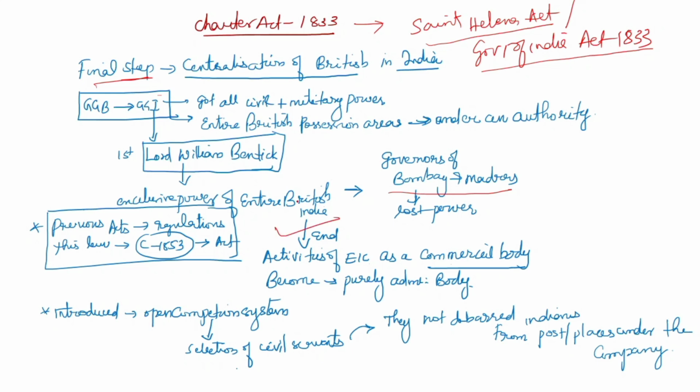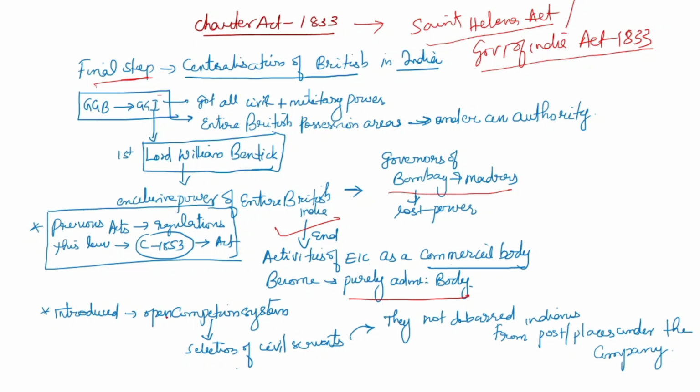The most important feature of Charter Act 1833 is that the act ended the activities of the English East India Company as a commercial body. The act converted the company into a purely administrative body.